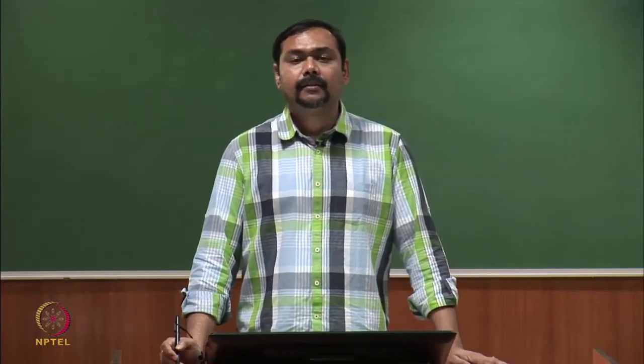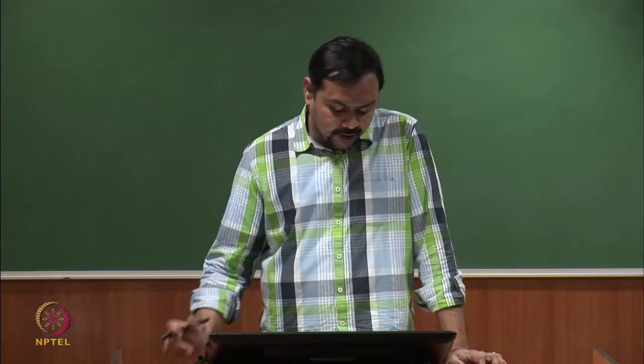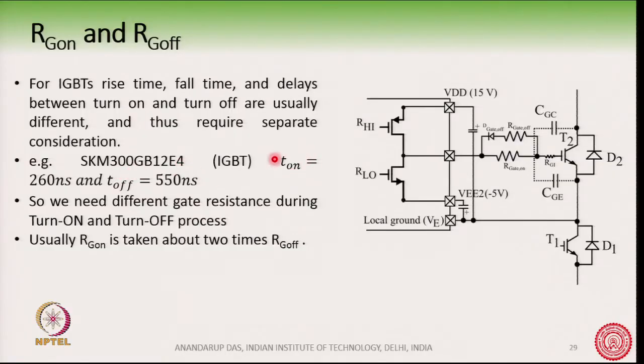Another thing to be kept in mind, if you see the data sheet of these power devices, you will see that the turn on and turn off times are usually quite different. Okay. And so, they will require separate consideration. For example, for this IGBT, T on is 260 nanosecond and T off is 550 nanoseconds, something like that. Okay. So, this means that we need different gate resistances during turn on and turn off process.